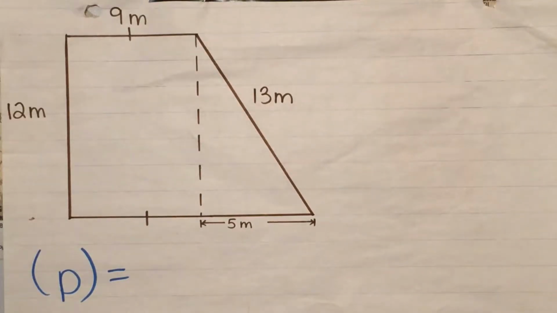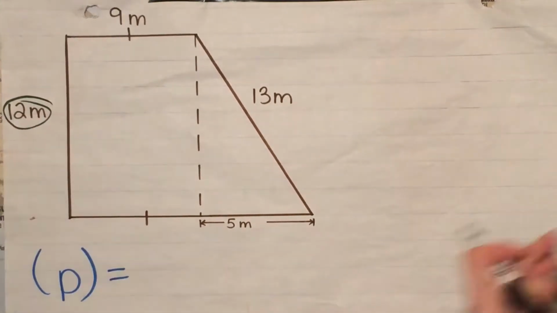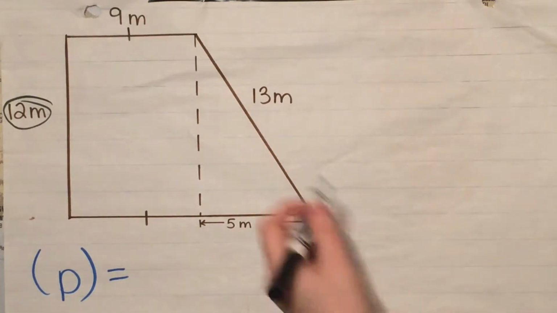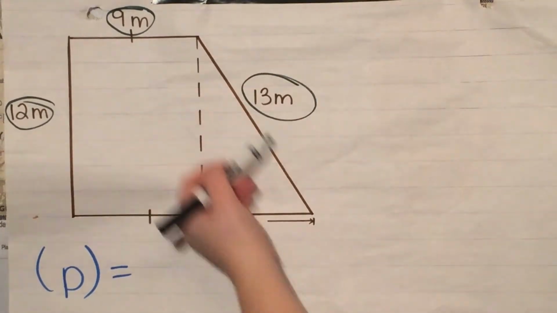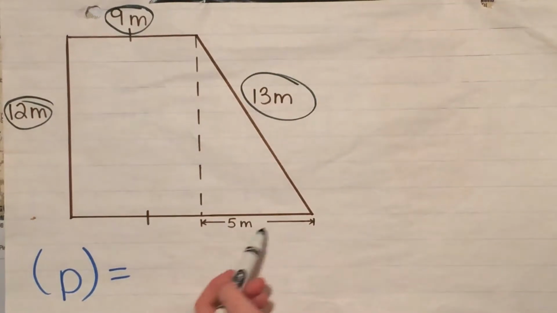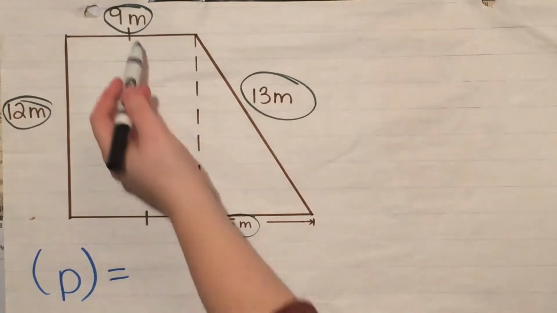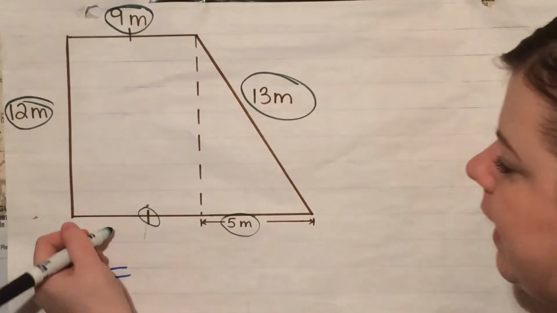All right, my friends, so here's our first shape for our perimeter of composite shapes. And I'm going to go around it and see all the dimensions that I need. Well, I know I have this dimension here, 12 meters. I'm also checking to make sure they're all in the same metric unit. I've got 9. I know this long side here is 13. And I know that this here is 5 meters from here to here. But what I don't know is what this side is here. But because there's a little line here, I know that it's 9 meters.